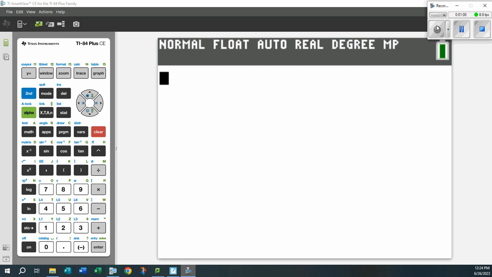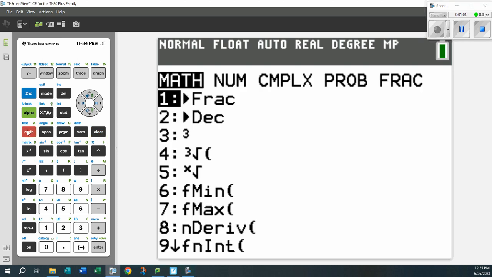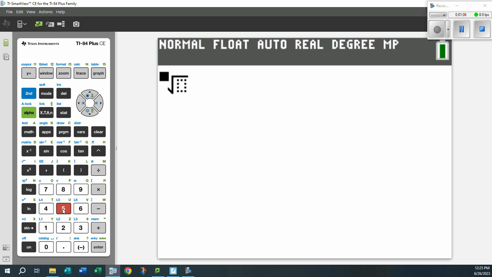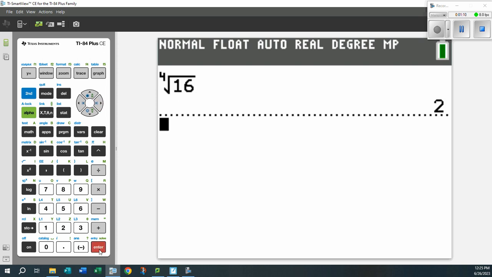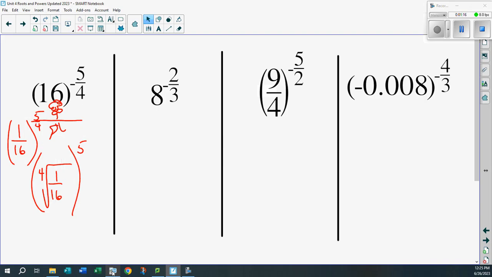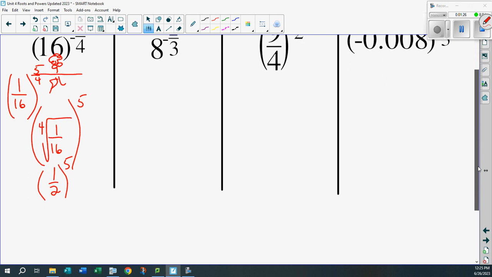What is the fourth root of 16? I don't know. Let's go look at this. Let's go to 5. There's the fourth root of 16. Let's figure out what that is. Oh, well, gee, that's just 2. Well, that's not so tough. How's that going to help us here? Okay, real simple. Watch this. The fourth root of 1 over 16 then means it's 1 over 2 to the power of 5. Oh, wow, that's pretty easy.